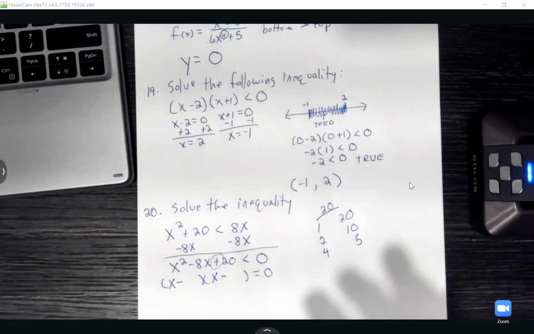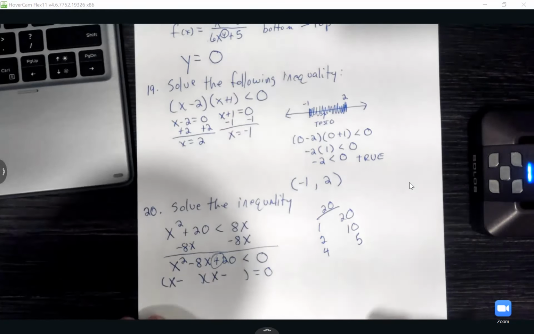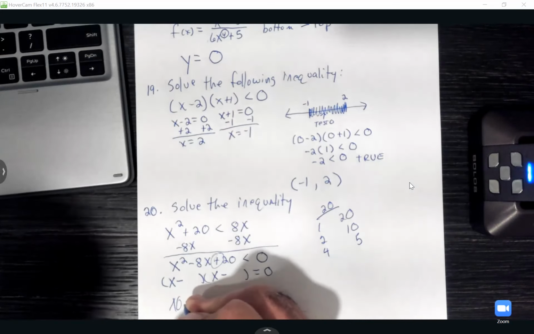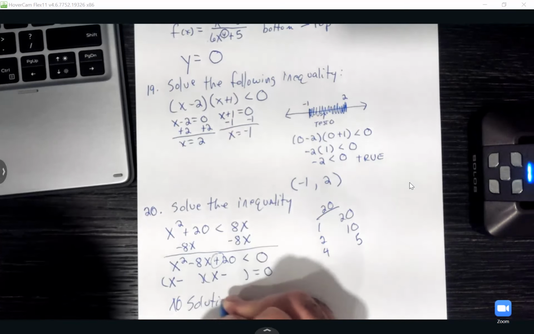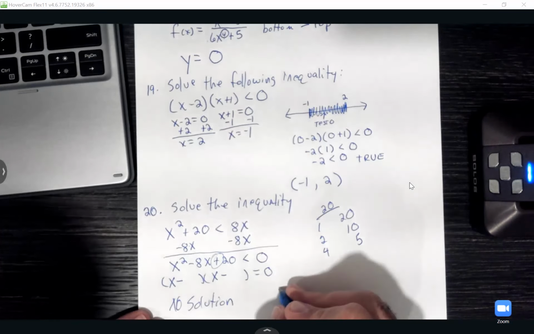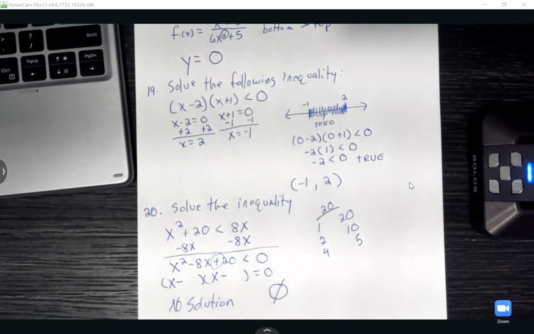So y'all, none of my factors work. So what did we put on this? No solution. Does not factor. So it's a no solution. Now remember, in MATLAB, for no solutions, you got to use the 0 with a line through it.